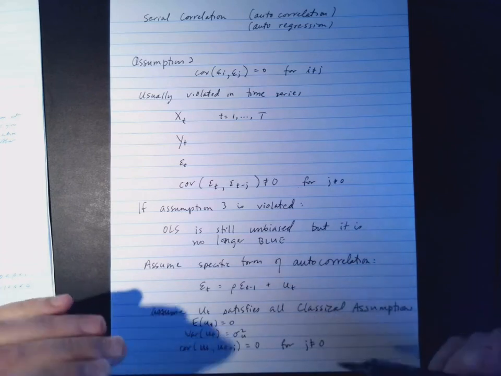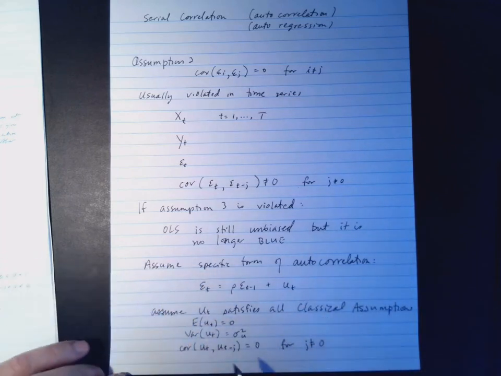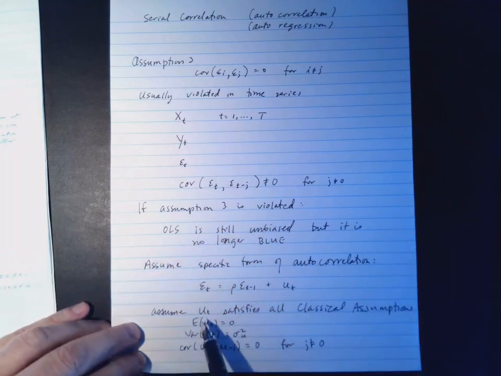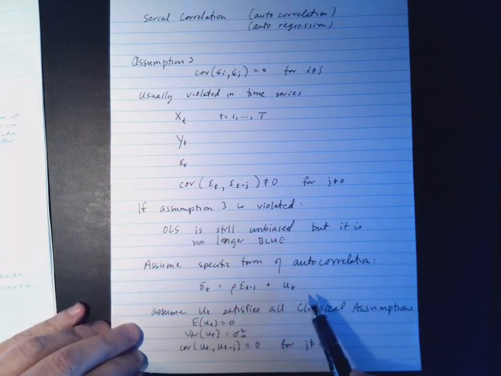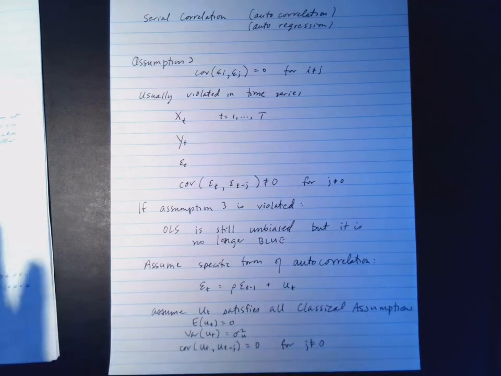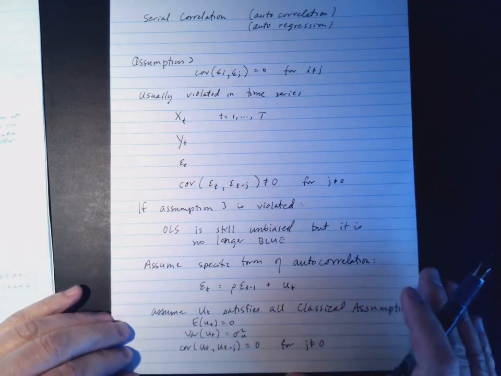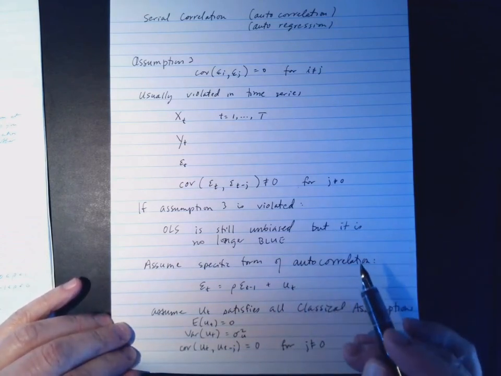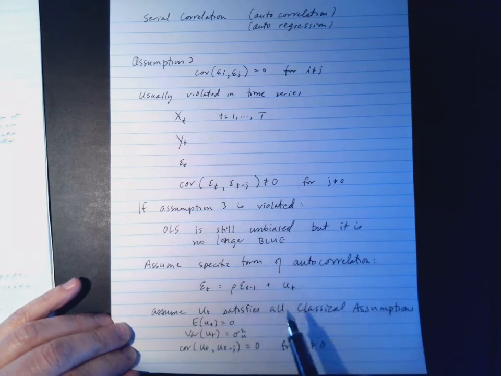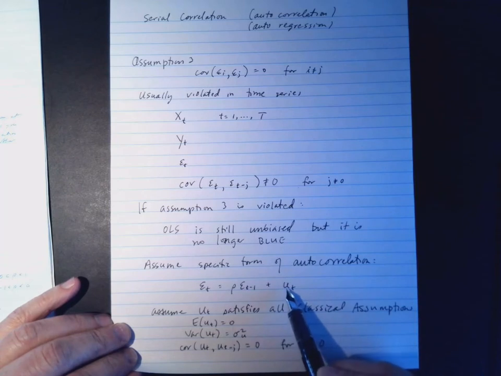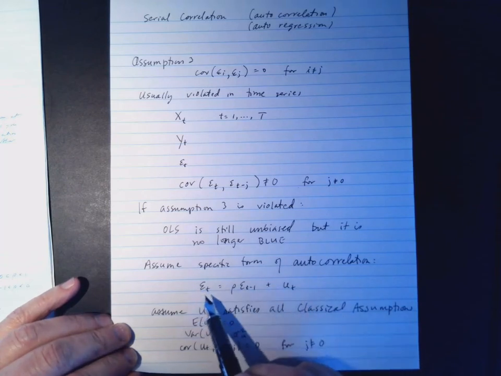So we'll think of u as u subscript t, not you personally. I'm not thinking about you. I'm thinking about u, this u. We'll think that it satisfies the classical assumptions. It's a well-behaved random variable. I'm sure you're well-behaved, but you're not a random variable. Well, I guess you are a bit of a random variable, aren't we all?